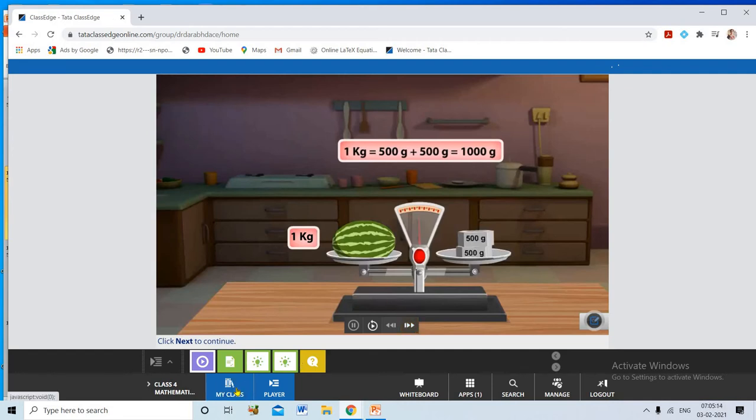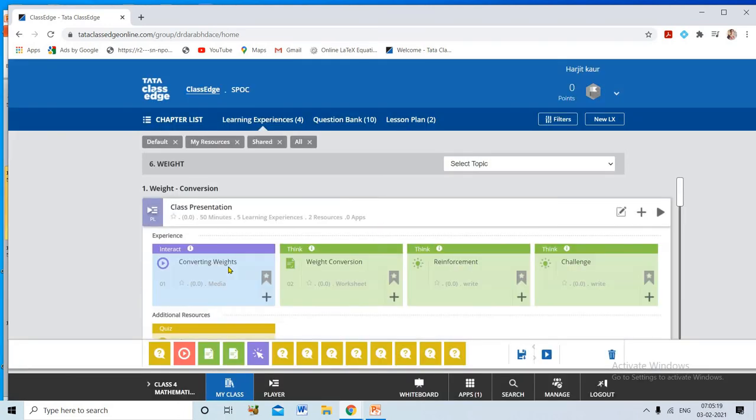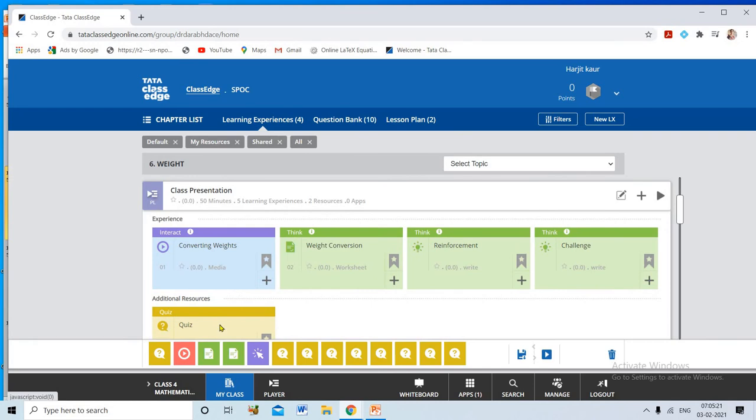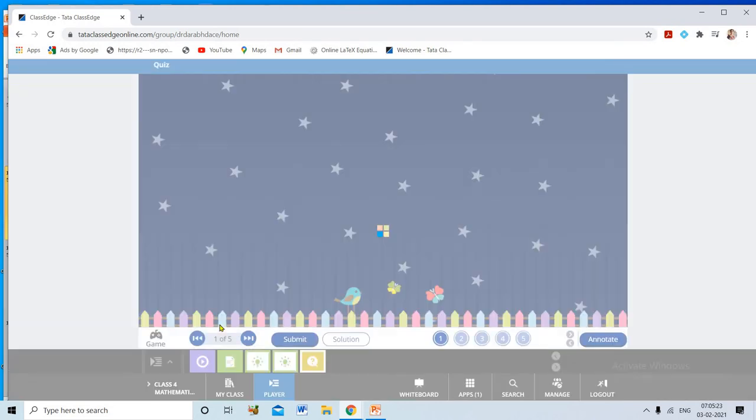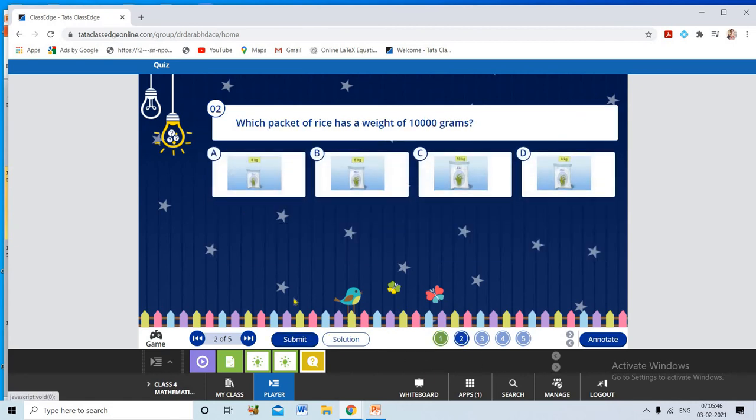Now let us take part in the quiz. 1500 grams of potato is the same as 1 kilogram and dash grams of potatoes. 1500 grams means 1 kilogram and 500 grams. So we will choose this option. It is the right answer. Now let us do question number 2.